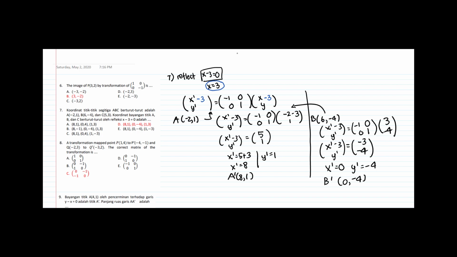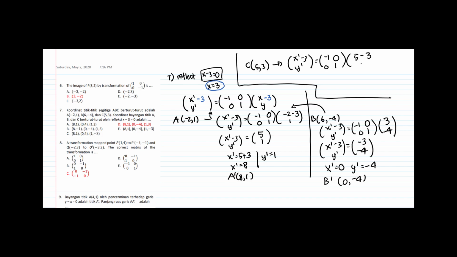Okay, we still have to find the C. So C is (5, 3). Put it right there. X accent minus 3, y accent equals (negative 1, 0, 0, 1). And then times it with 5 minus 3 and 3. It will become negative 2 and 3. So the x accent will be negative 2 plus 3 equals 1. Y accent equals 3. (1, 3) for C accent.